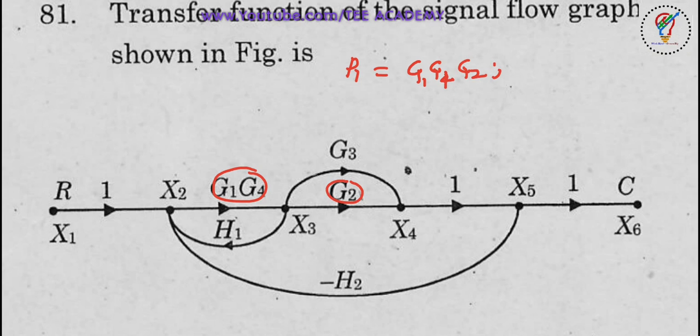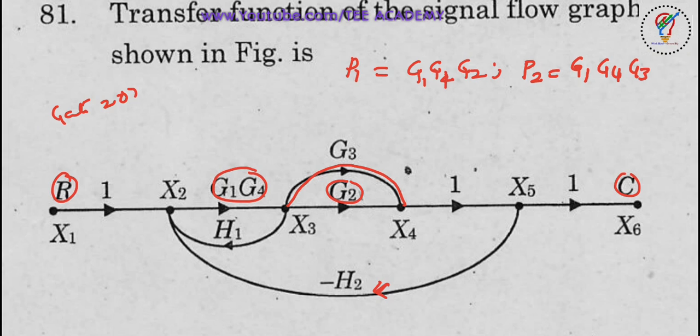Is there any other forward path here? Forward path means starting from R to C, only one line, and here there is another path. Let me correct here, this is the direction. Now the next forward path P2 is equal to G1 G4 G3. So where is G1 G4 G3? G1 G4 will come like this, it will jump like this and it will go. A similar kind of question was asked in GATE 2020.